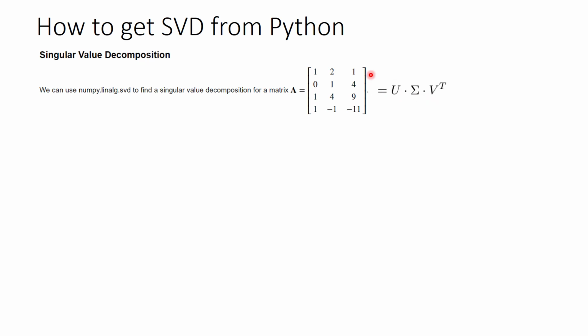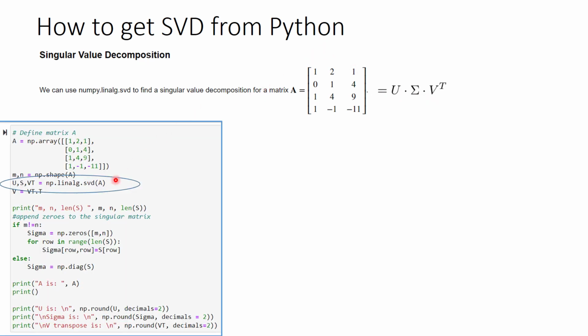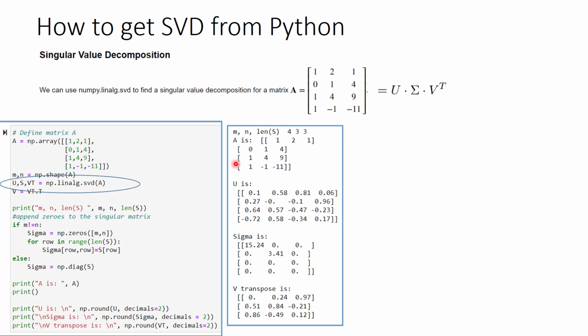To obtain these three matrices from Python, we just need to call the function SVD from the NumPy linear algebra libraries. So we pass in the matrix A to this function, and this function will return us the three matrices, U, sigma, and the V transpose. This is the printout of the matrix A, the U obtained from the SVD function, and the V transpose obtained from the SVD function.